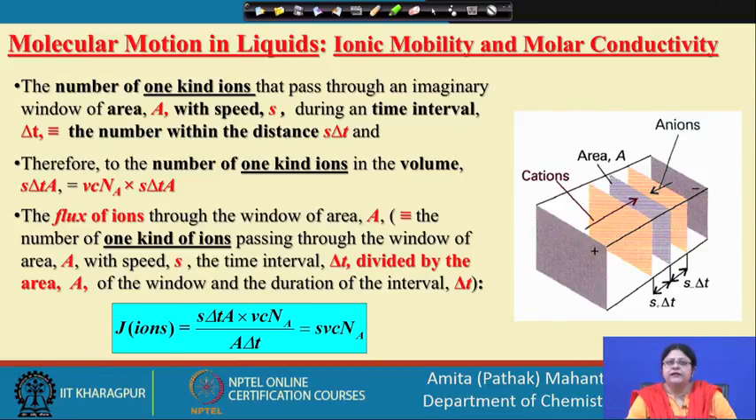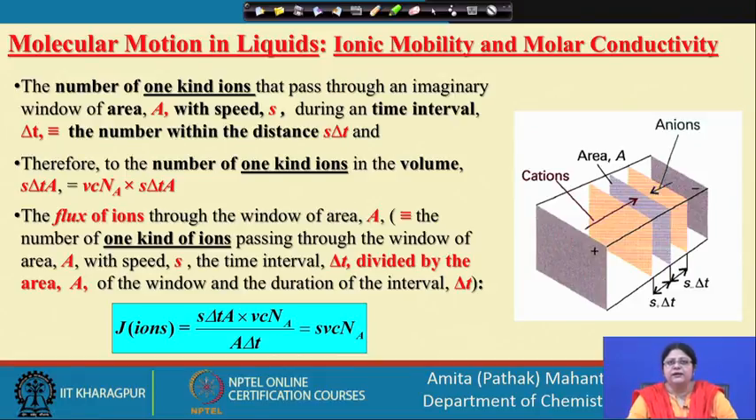You understand that the distance is S delta t, because from Newton's law of motion, speed equals distance by time, so the distance is equal to speed into time. So, the number of ions of any kind, either plus or minus, moving with speed S, that we are monitoring in the window A, passing through the imaginary window with speed S in time delta t, will be the total number of ions existing within this distance. This is the distance we are looking into. This is for the positive charge and this is for the negative charge. The negative charges are moving from this side and the positive charges from this side to this side. We are not interested in the types of charges right now.